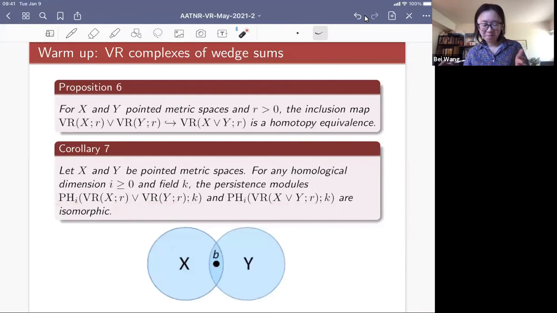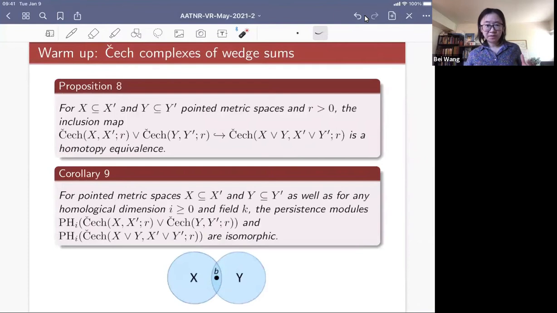So this is great, because at least we know that if I take two pointed metric spaces glued along the point, then the Vietoris complex of the wedge sum can be formulated as taking the wedge sum of the individual Vietoris-Rips complexes. So this decomposition works when we are just gluing along a single point. And of course, the same type of proof works for the Čech complexes.